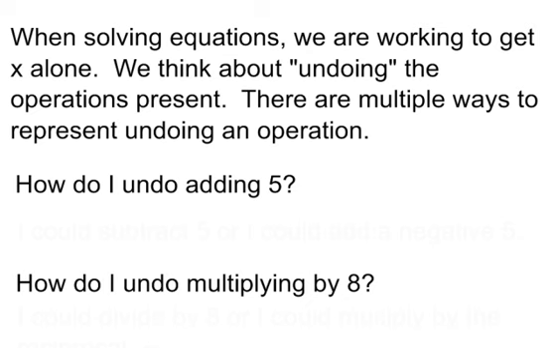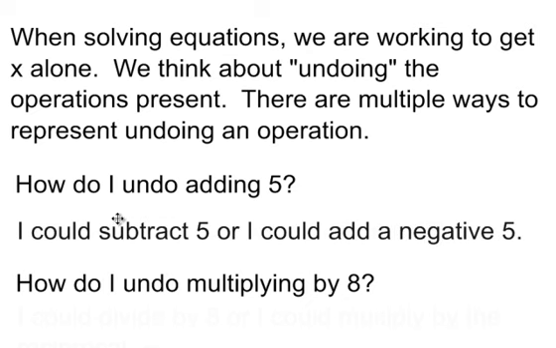So when we think about solving equations, there's a couple things that we want to do. The first, we think about how do we want to get x alone here. We think about undoing the operations that are happening. There are multiple ways to represent undoing an operation. When we think about adding 5, how do we undo that? Well, we could subtract 5, or I could add a negative 5. Both are correct. Both would be fine. It just depends on what you're more comfortable with.